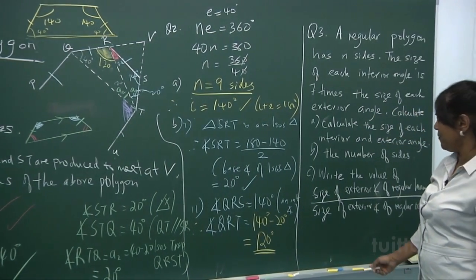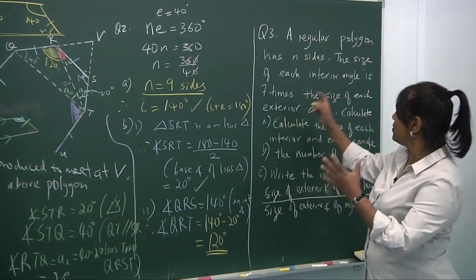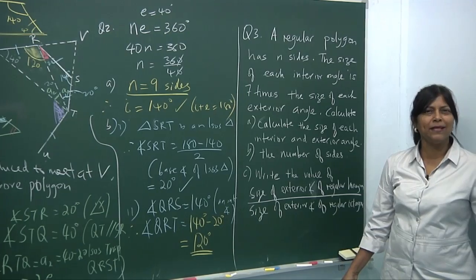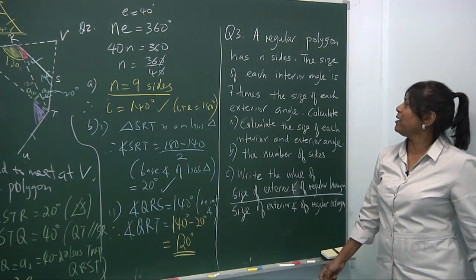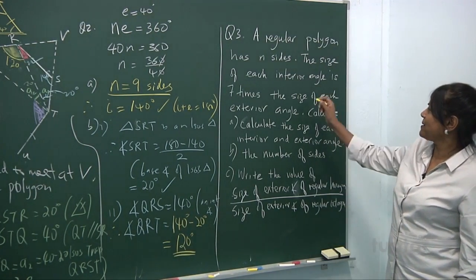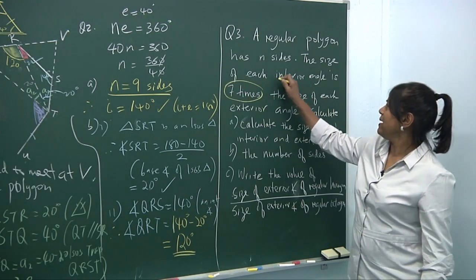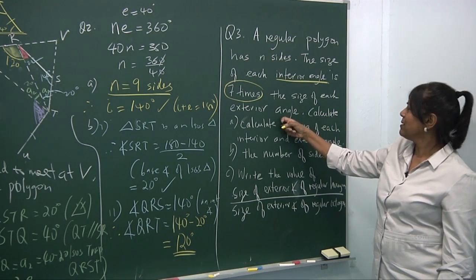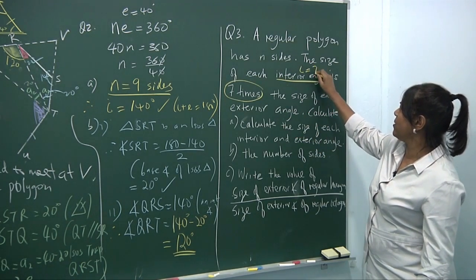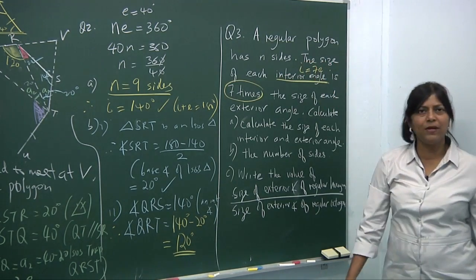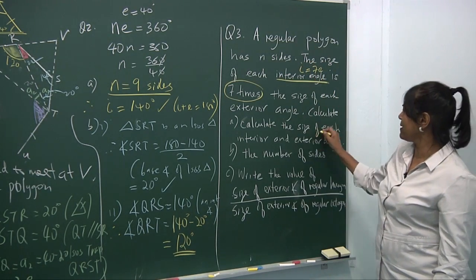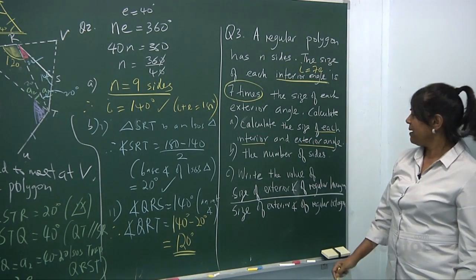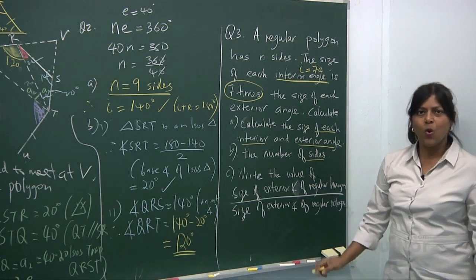Now, the next sum, my dear friends, I want to do it with minimal space because I want to show you that interior angles of polygons are really easy. They're talking about a regular polygon with n sides, and the size of each interior angle is 7 times the size of each exterior angle. So that means I is equal to 7e. Calculate the size of each interior and exterior angle of this polygon, and they want to find the number of sides.